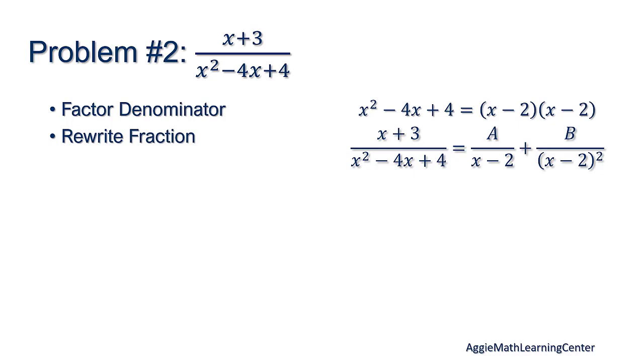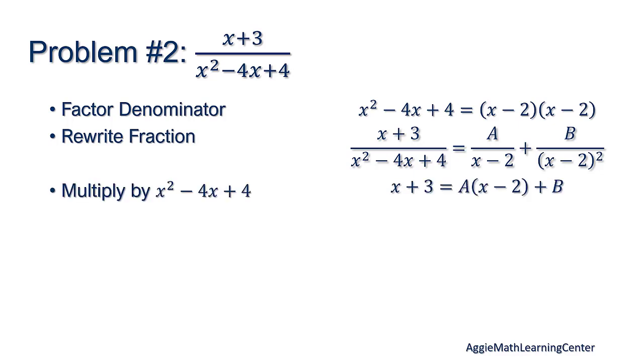If you're wondering what it would look like for the same root to be repeated 3 times, we would see another fraction that would have the root to the third power in the denominator. We can then follow the same technique as the first problem to solve for a and b. We will multiply both sides of the equation by x squared minus 4x plus 4, such that we have x plus 3 equals a times x minus 2 plus b.